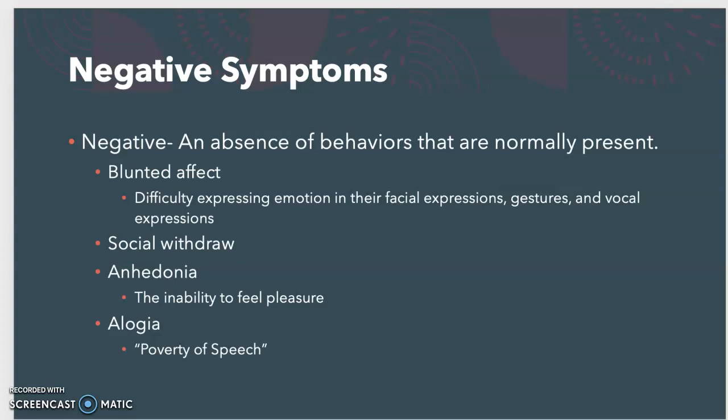And then alogia, which is poverty of speech, which means schizophrenics are usually quiet people. They don't have much to say a lot of the time. And then, as I said earlier, what they are saying doesn't make a lot of sense.